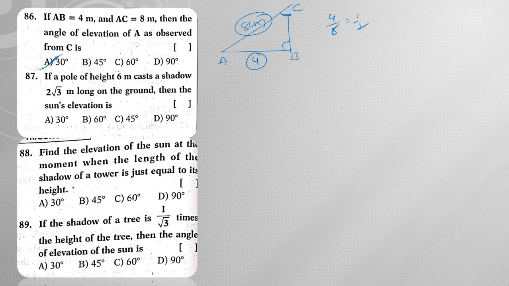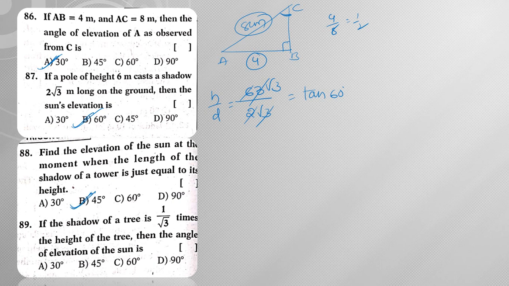If a pole of height 6 meters casts a shadow of 2 root 3. So the height is 6 and the shadow is 2 root 3. So this is nothing but h by d, which is nothing but root 3 times, as this cancels. So this is tan 60 degrees, hence the angle is 60 degrees, right? Next, find the angle of elevation at the moment when the length of the shadow of the tower is just equal to its height. So it is nothing but 45 degrees.